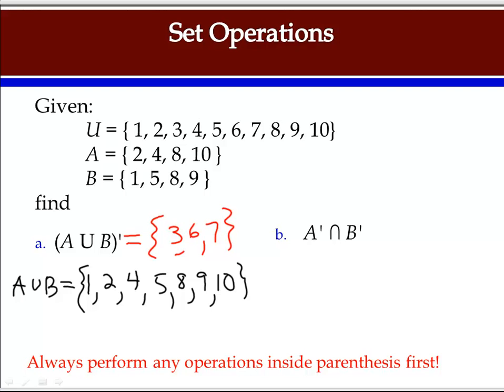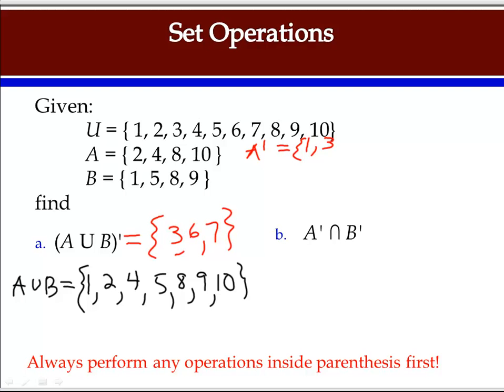In the second one, I need to find the complement of the sets and then find their intersection. So remember, the complement of the set is a set of elements from the universal set that are not in the set itself. So I'll go ahead and write A prime out here. I'm looking for elements in U that are not in A. 1 is such an element. 2 is in set A, so I don't list it.